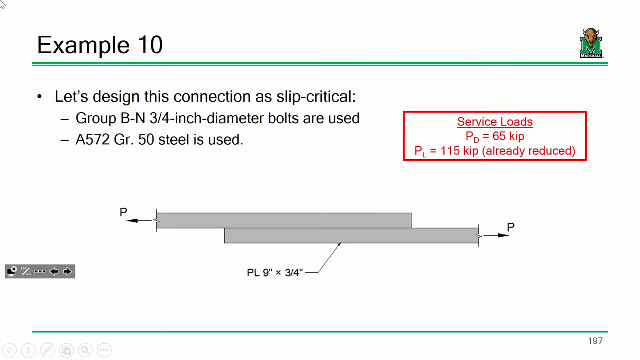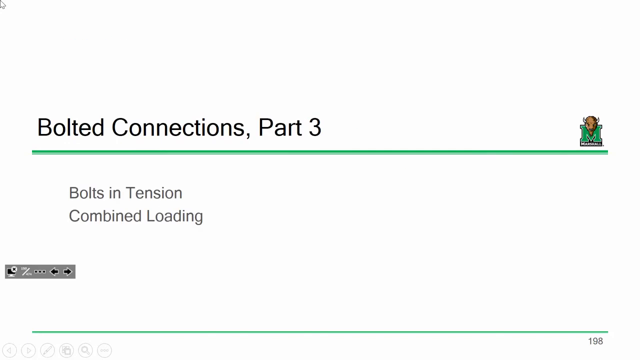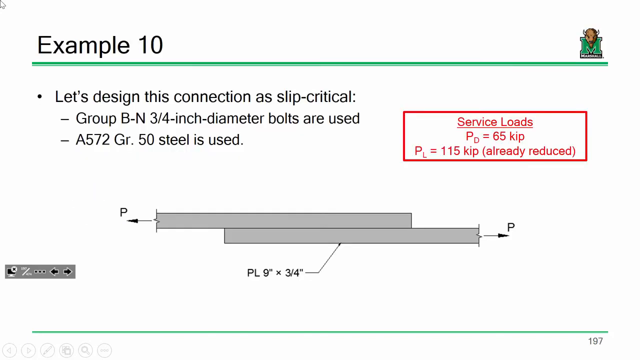Not too complicated. So when we come back, we're going to design this particular connection as if it is a slip critical connection. It won't be much different than if it was a bearing type connection. And then the last thing we'll look at is combined loading.